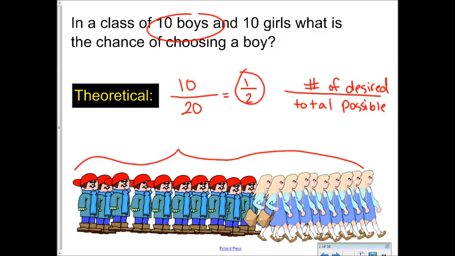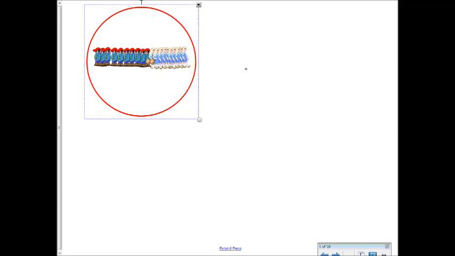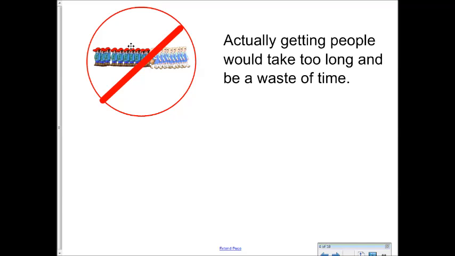But this is theoretical. We didn't actually do it. This is just what would happen in an ideal world. Let's see what happens if we actually do it. Well, one way of actually carrying out the experiment is to get 20 people and to line them all up and choose at random. But let's not do that. Actually, getting people would take too long and be a waste of time. There are other ways to experiment.